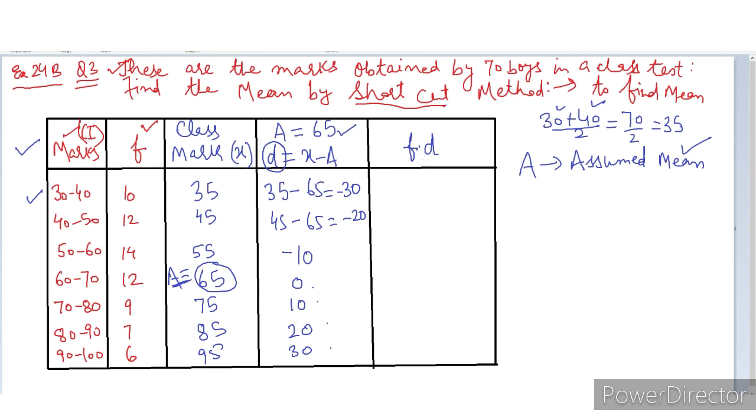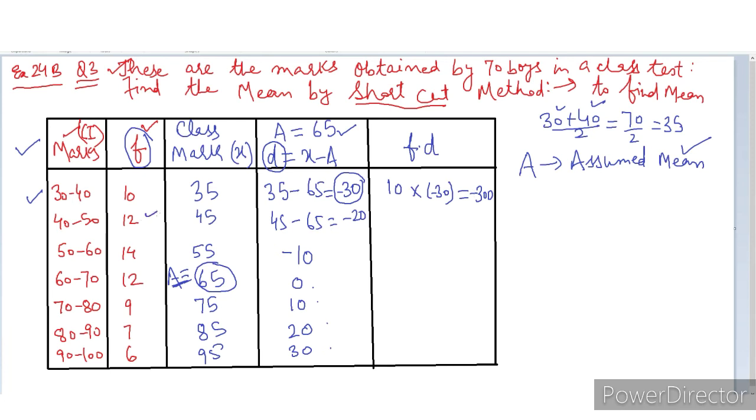In the direct method, we find our f dot x, but in the shortcut method we are going to find our f dot d. Where is f? We are going to make use of this frequency now. Each frequency will be multiplied by the corresponding value of d. So here I am going to write 10 multiplied by minus 30. The answer would be minus 300. First fd value is minus 300.